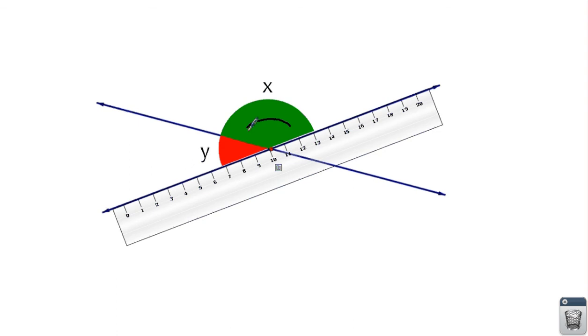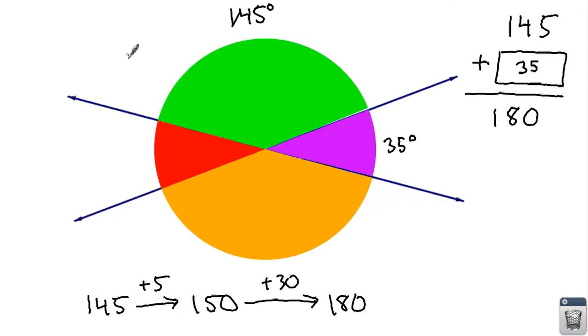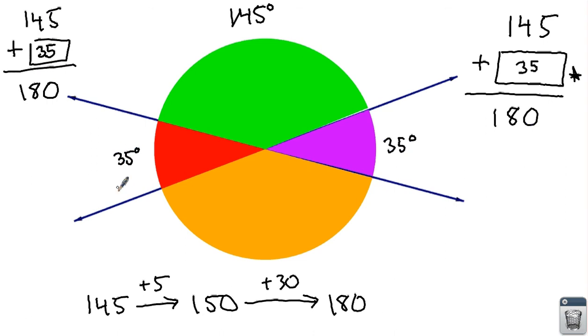Well, the red angle also represents a half a turn together with the green angle because they form a straight line. So green and red together also make 180. So starting with the green, we need to add something for the red to make 180. Starting from 145, we need to get to 180. How much do we have to add? That sounds an awful lot like a problem we've just solved, and the answer was 35. So the answer must still be 35. The red angle is 35 degrees.